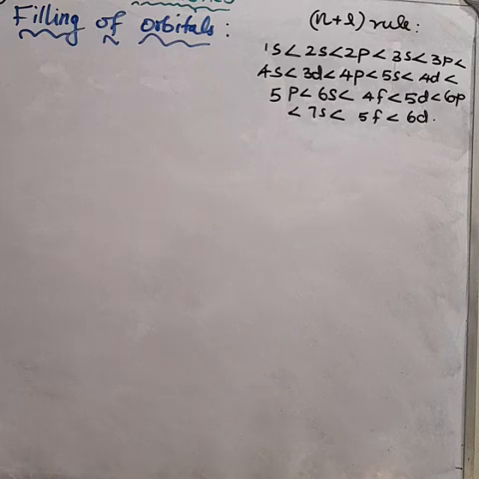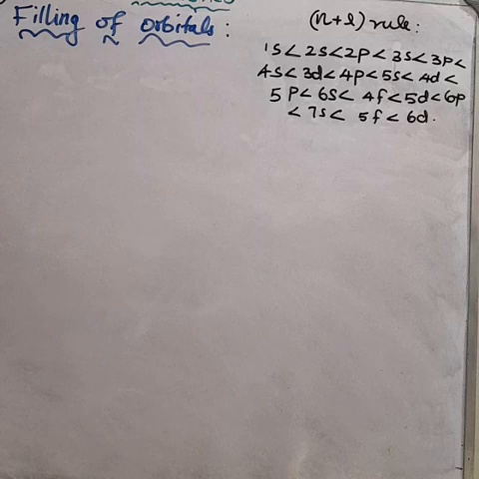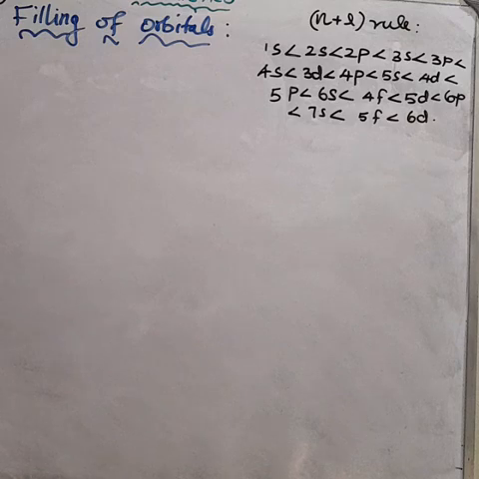Today we are going to study how the electrons are filled in various orbitals according to the Aufbau principle, Pauli's exclusion principle and Hund's rule. Very important: Aufbau principle, Pauli exclusion principle and Hund's rule. Listen carefully. So what do you mean by the Aufbau principle?